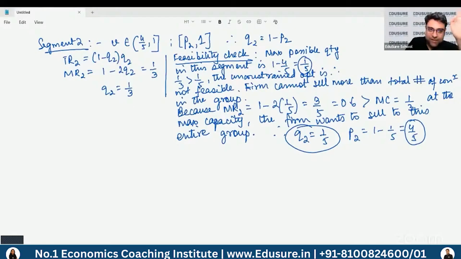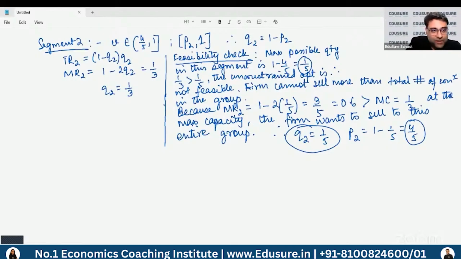Am I making sense? If I'm making sense, please type S in the chat. See, I found out the demand. I saw that the marginal revenue at the demand that I found out is not possible because I can't sell more than the number of consumers itself, right? So here what I did was I put my maximum quantity, that is 1/5. At 1/5, my marginal revenue is 0.6, but my marginal cost is only 1/3. Because my MR2 is greater than MC, I as a monopolist will want to sell entirely to this group at the new price.